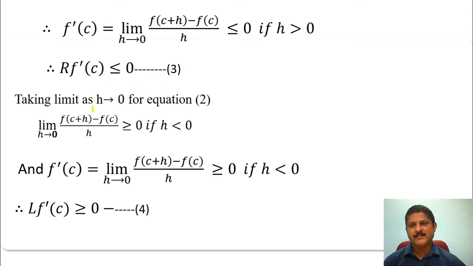Taking the limit as h tends to 0 for equation 2, we get the limit as h tends to 0 of f of c plus h minus f of c divided by h, which is greater than or equal to 0 if h is less than 0. And f dash of c equals the limit as h tends to 0 of f of c plus h minus f of c divided by h, which is greater than or equal to 0 if h is less than 0. Therefore, the left-hand derivative at c is greater than or equal to 0. Call it equation number 4.